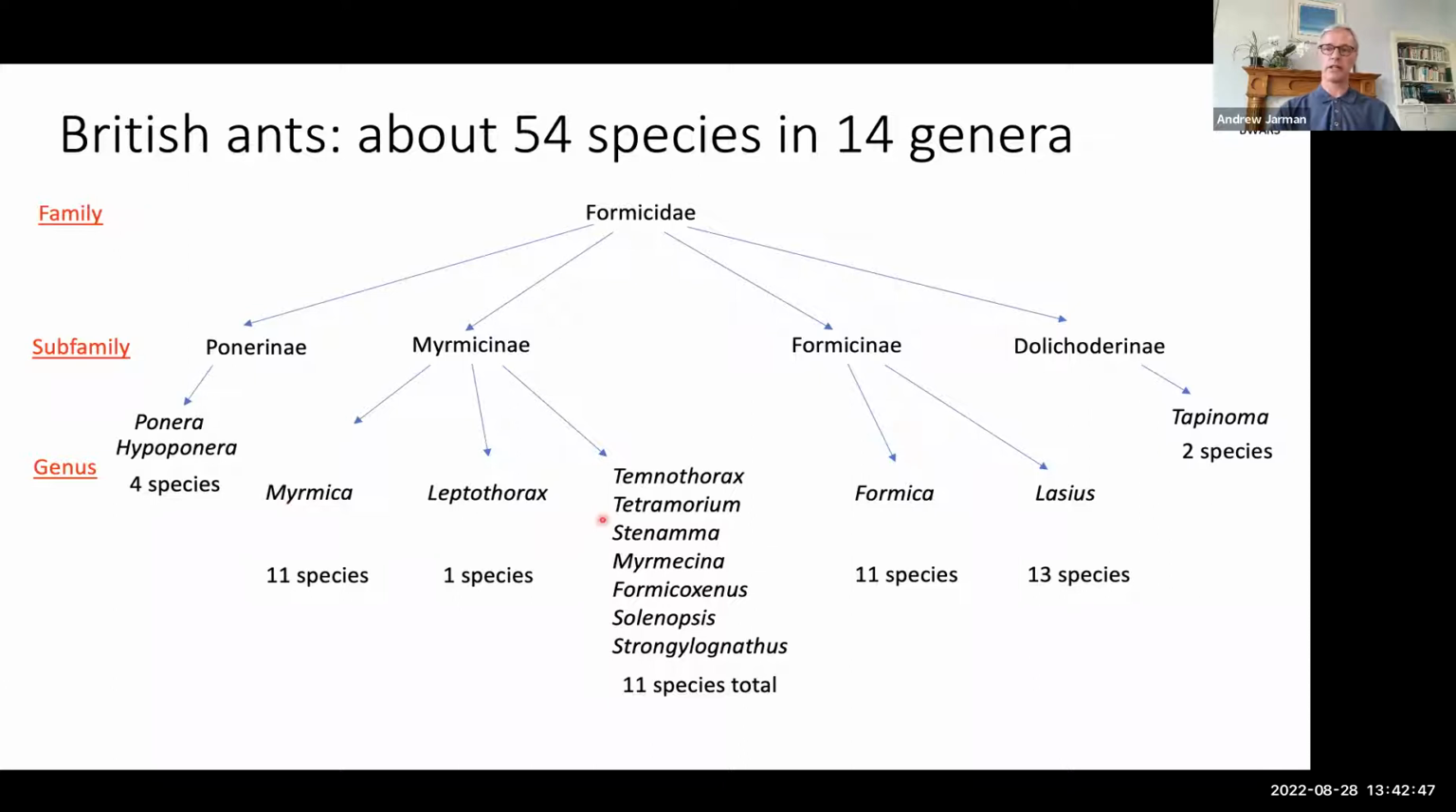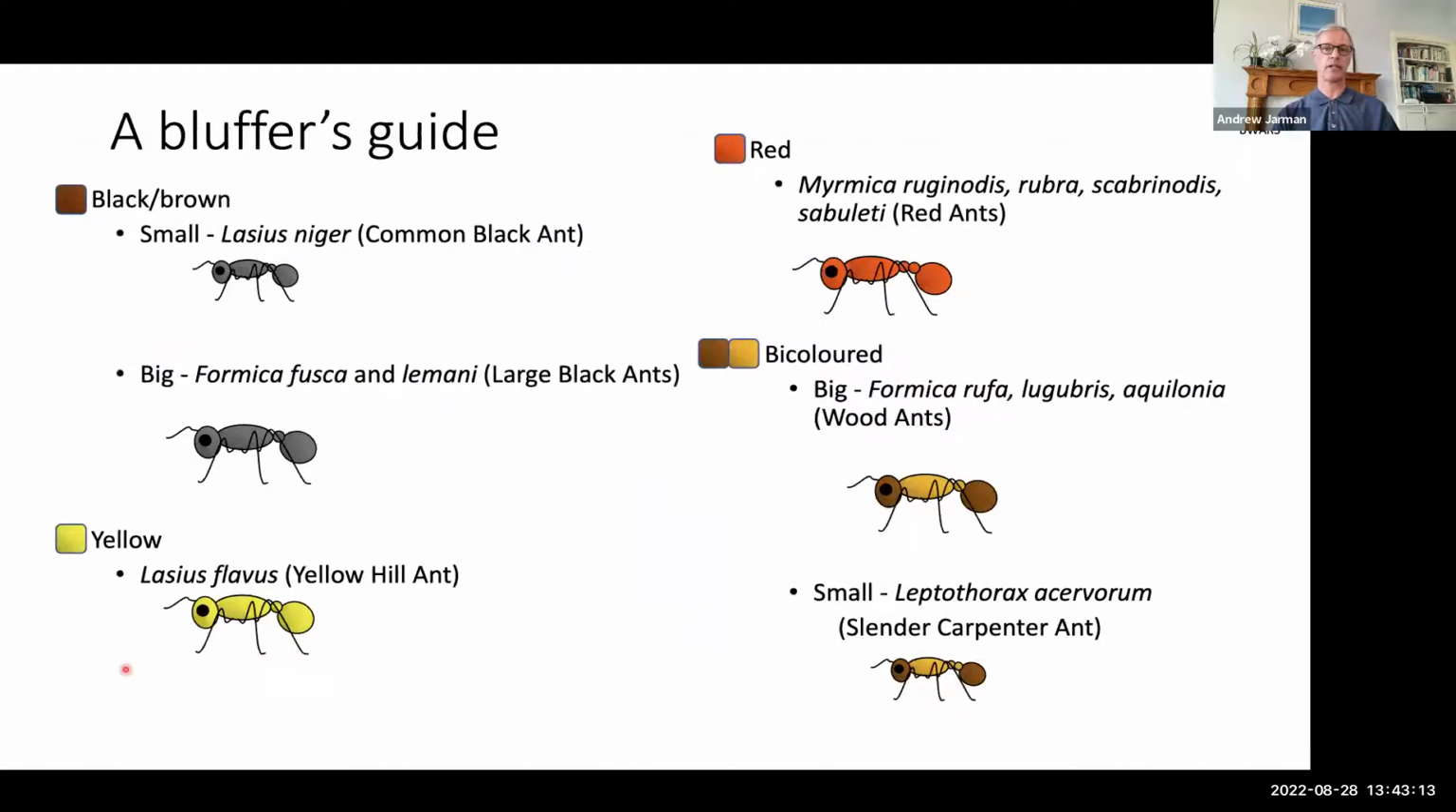So that's tricky, but it can be simplified because many of these species and some of these subfamilies are actually very rare, or at least very inconspicuous compared with some of the common species. So we can simplify things by concentrating on the species that someone coming to ants first of all will encounter. This is my beginner's guide to the ants you will most commonly encounter in the field. Things are much simpler.